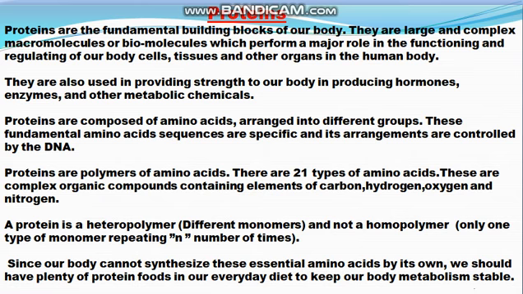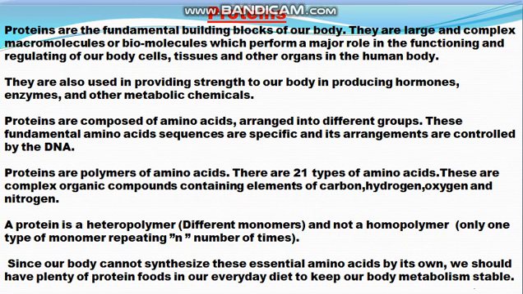So, what are proteins? Proteins are fundamental building blocks of our body. They are large and complex macromolecules or biomolecules which perform a major role in the functioning and regulating of our body cells, tissues, and other organs in the human body. They are also used in providing strength to our body, in producing hormones, enzymes, and other metabolic chemicals. So, proteins are our building blocks.